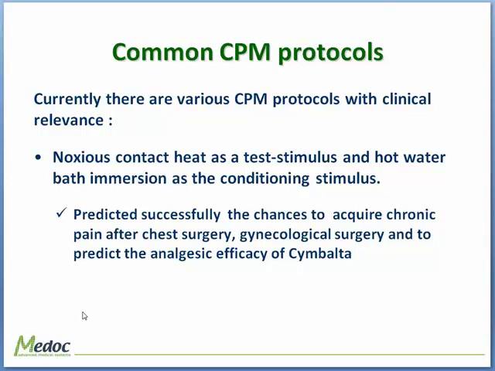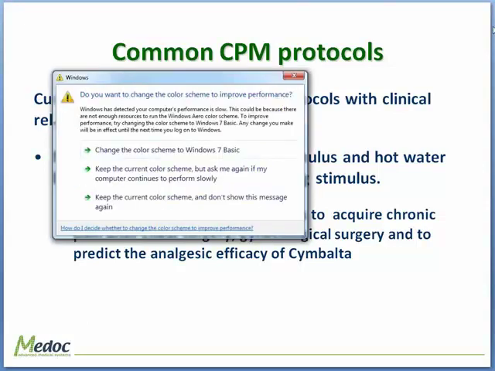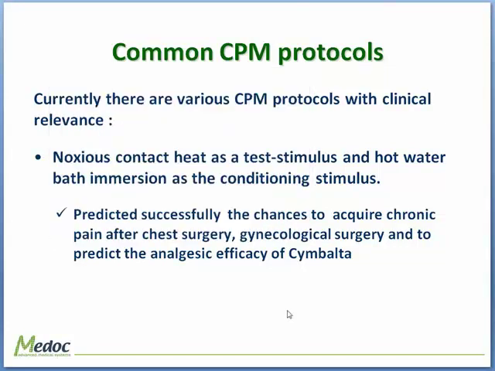So let's start with noxious contact heat. The first is noxious contact heat as a test stimulus and hot water bath immersion up to the wrist of the other hand as a conditioning stimulus. It is a popular protocol. This is the protocol we're using in our lab, and we did several studies and published results. It is not only popular, but a protocol that has some clinical meaning and importance, one proved to be related to clinical data.